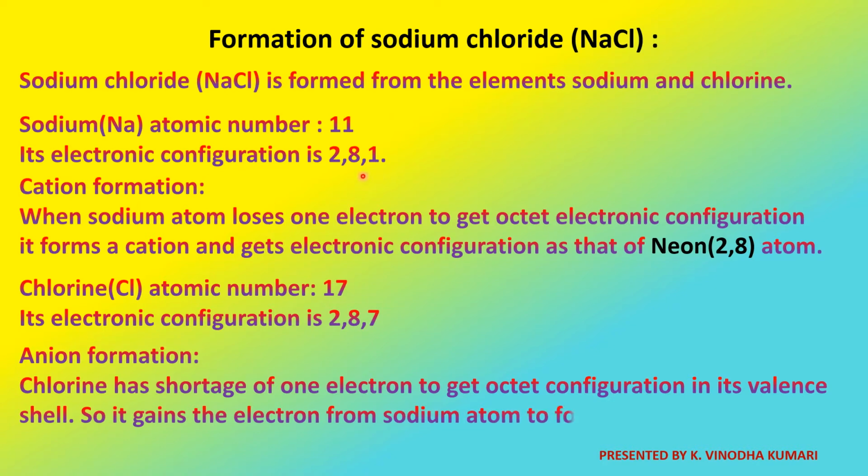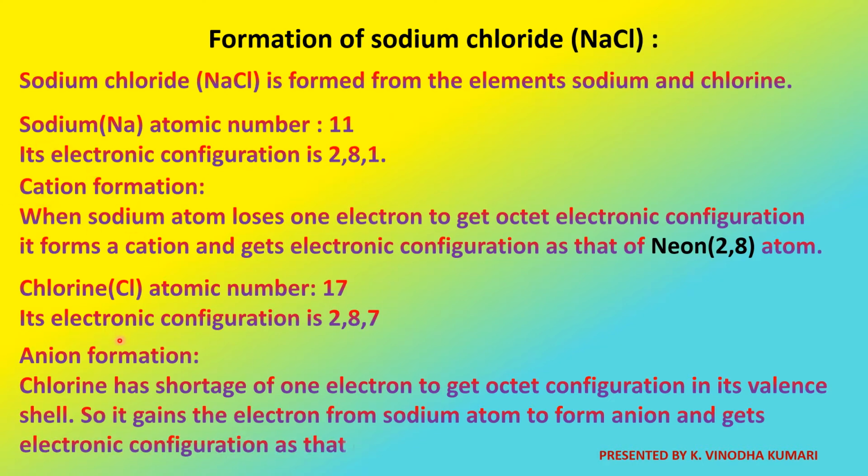And sodium, after losing its electron, has the configuration 2, 8. So sodium forms a cation and chlorine forms an anion. Sodium is a metal, so it forms a cation. Chlorine is a non-metal, so it forms an anion. Now we'll see the transfer of electrons from sodium to chlorine.